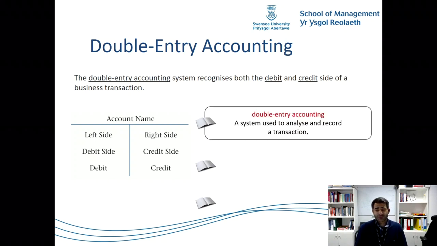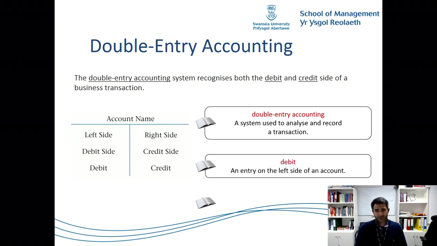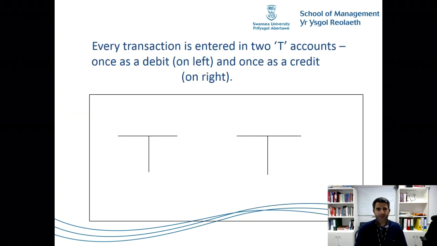Now, I did mention that this is the way we need to record the transaction. Debit on the left side and credit on the right side. And that's the way you need to open a T account. It's called a T account.